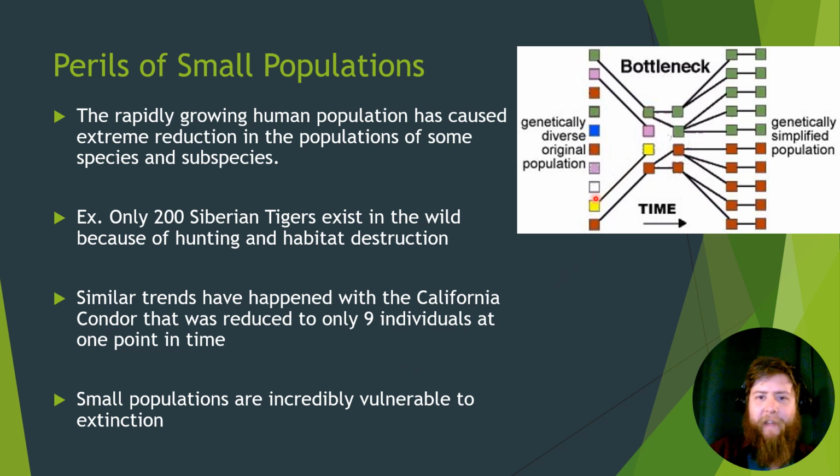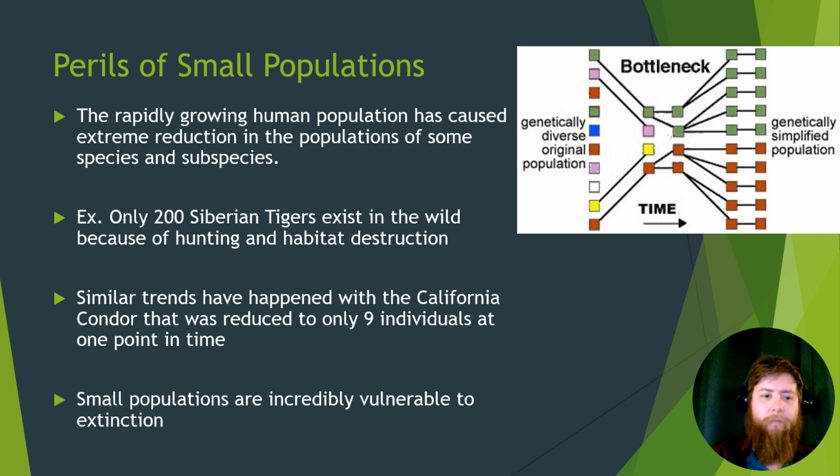We talked about bottlenecking before, but it took all of these genes in the original population, and after the bottleneck, where only this green and this brown gene survived, now we only have 2 genetics inside of this population. So we have simplified the population because we got rid of all of these different individuals of a population that were adding genetic variation to it. So the smaller your population, the more vulnerable they are to extinction, the more vulnerable they are to these processes.